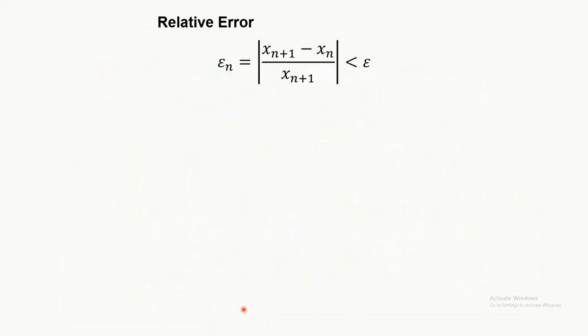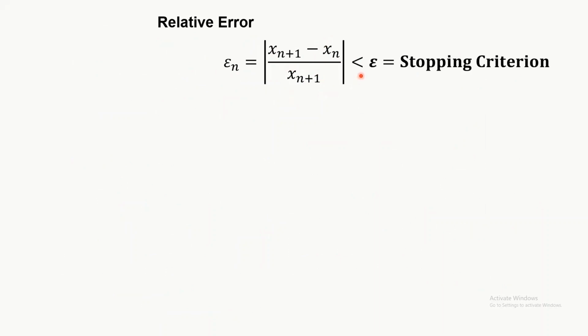Well, throughout this course, convergence will be defined by the relative error, given by the formula epsilon sub n equals the absolute value of the present value of x minus the previous value of x, all over the present value of x, and it should be less than the value of the stopping criterion. It means that we will compare the defined value of x from the previous iteration, and if the difference is too small, we will stop the solution and conclude that convergence has been reached.